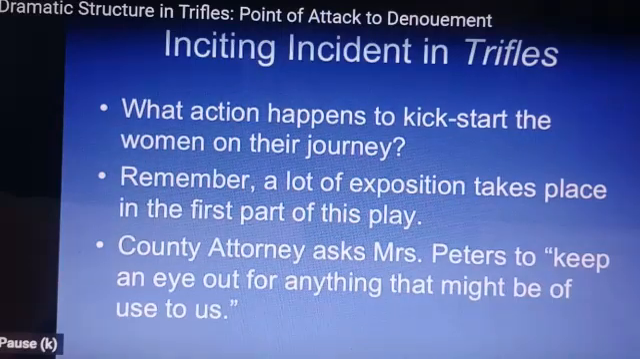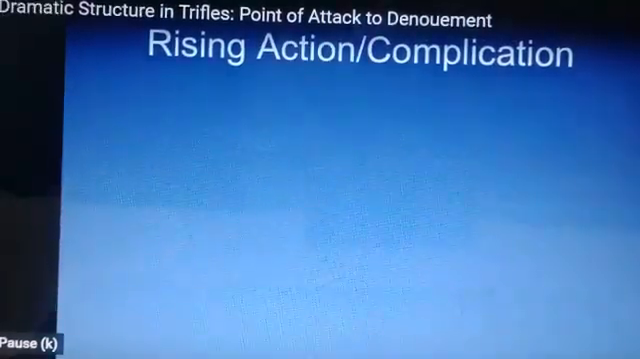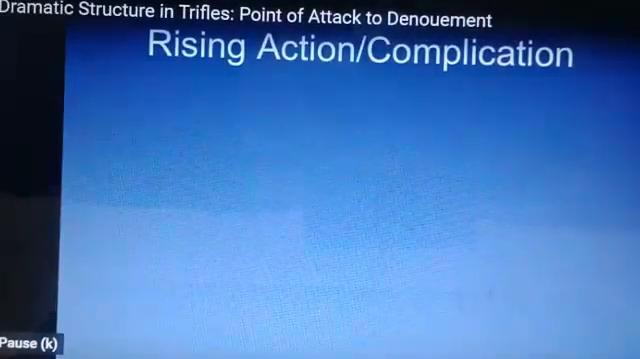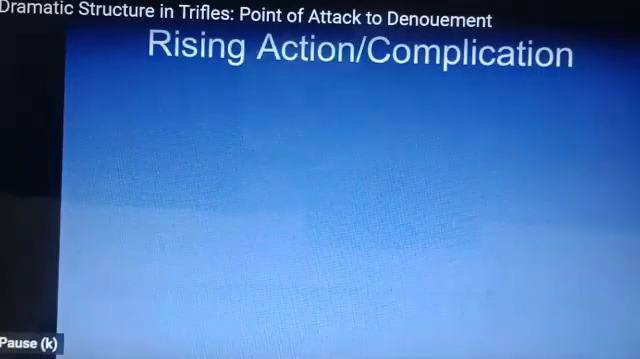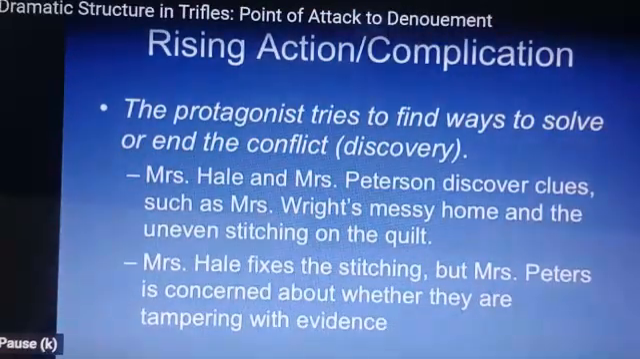So, there are different ways in which the rise in action can be developed. First of all, the protagonist can find ways to solve or end the conflict. In this case, Mrs. Hale and Mrs. Peters discover clues, such as Mrs. Wright's messy home and uneven stitching on the quilt. Mrs. Hale fixes the stitching, but Mrs. Peters is concerned that they are tampering with evidence.